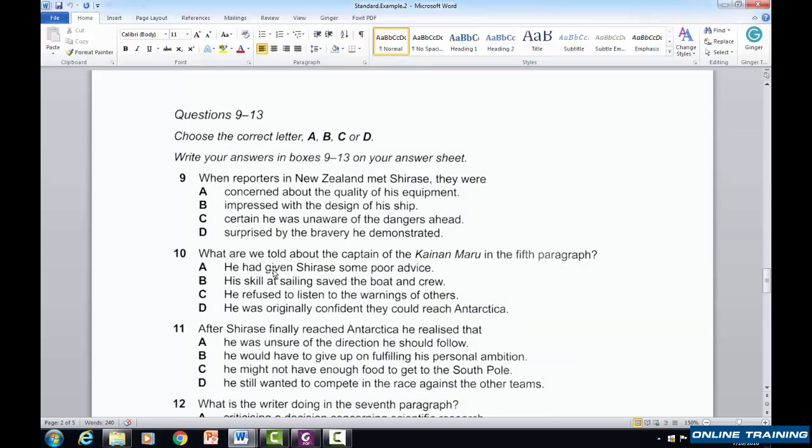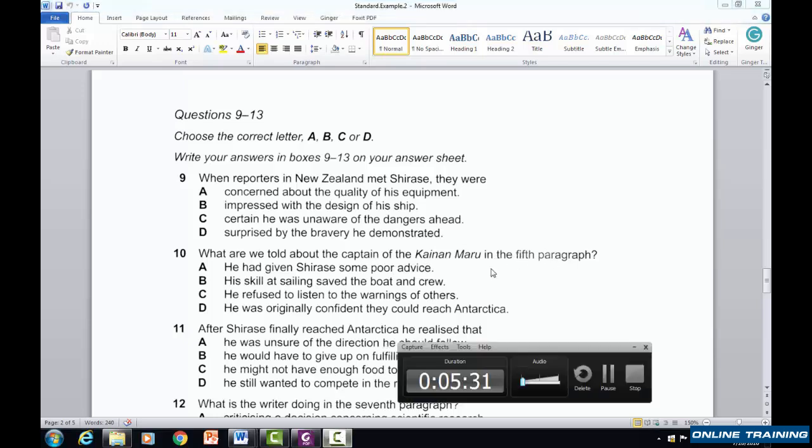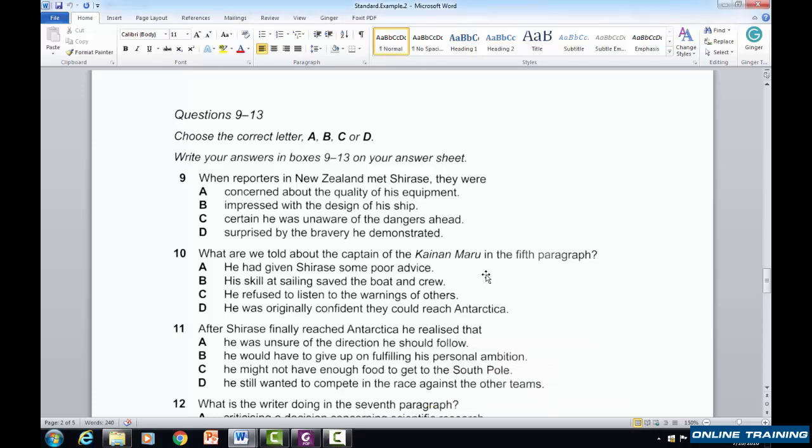All right, let's look at number 10. What are we told about the captain of the Kainan Maru in the 5th paragraph? Okay, what are we told about the captain of the Kainan Maru in the 5th paragraph?